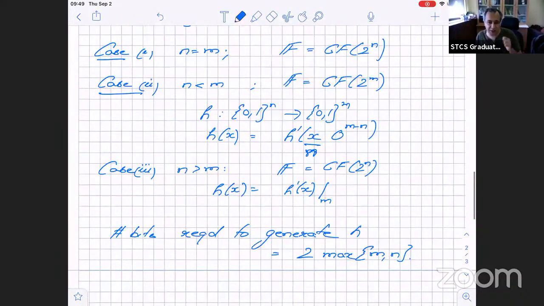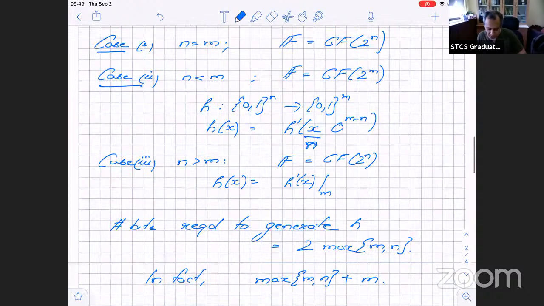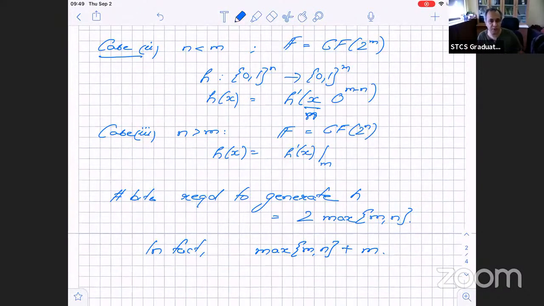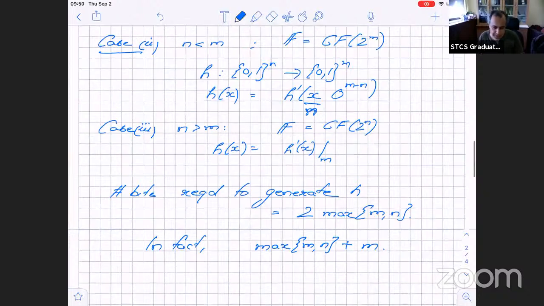If you're a little careful, actually, you can do a little better than this. In fact, make the observation: you can do it with max of m comma n plus n, and I'll leave it up to you to do it. But this won't be useful. But you can do this also. The same construction will do it.